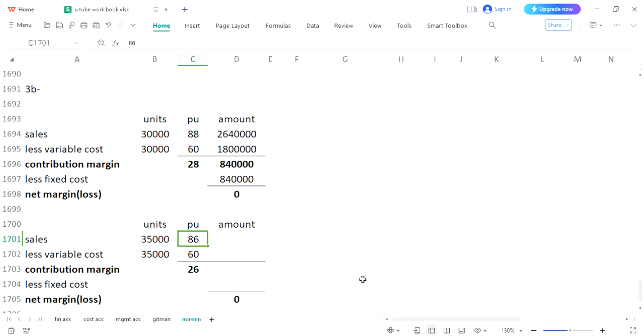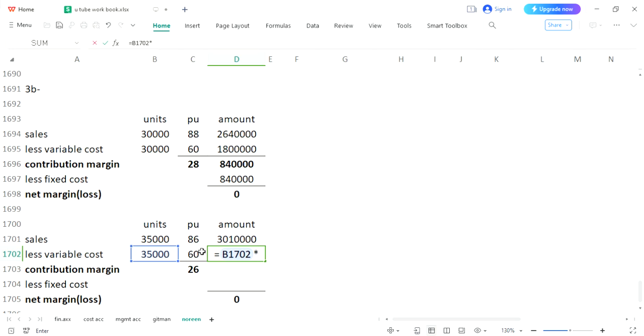Now let's see, after decreasing the price and increasing the number of units, what change comes in your net margin. For that we'll need the sale price, which is the product of units and per unit sale price. Units are 35,000, we need to multiply by per unit. This way we have got our sale price: units 35,000, per unit 86. Now variable cost is also the product of units and per unit cost. Units are 35,000 and per unit is 60.